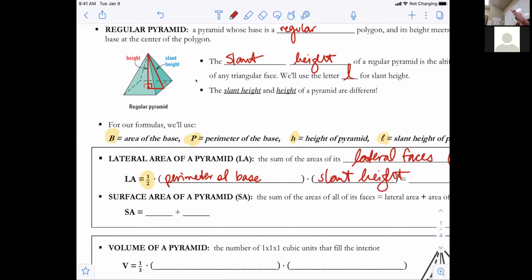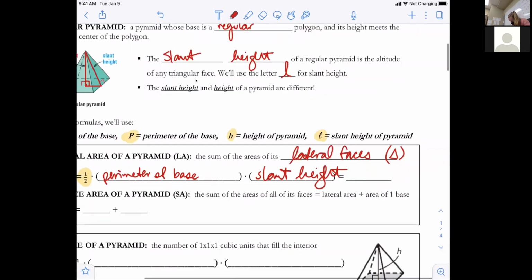Well, the height of the triangle is that slant distance. The height of the entire prism, I'm going to have to use for volume, but that's it. I use slant height when I'm doing lateral area. So in that case, I think of it as a little shortcut, 1/2 PL.